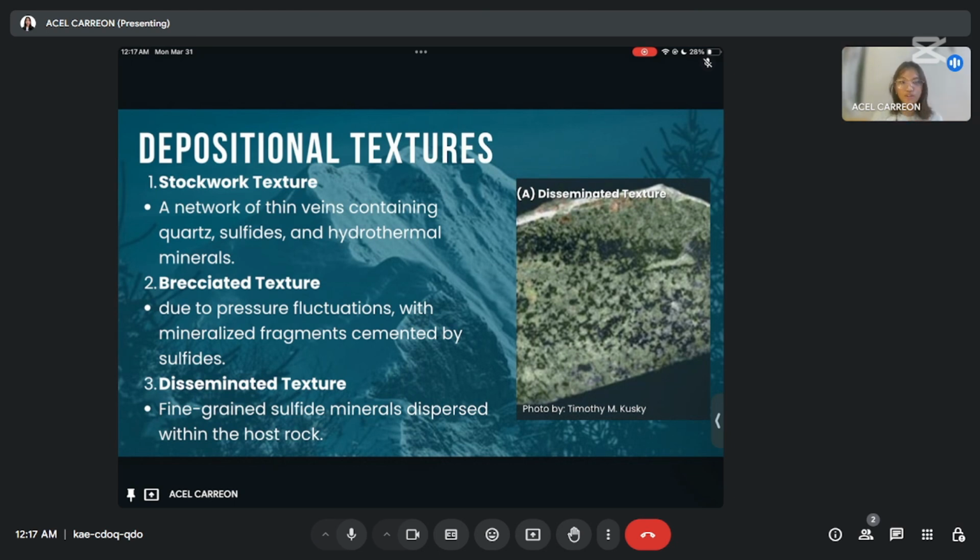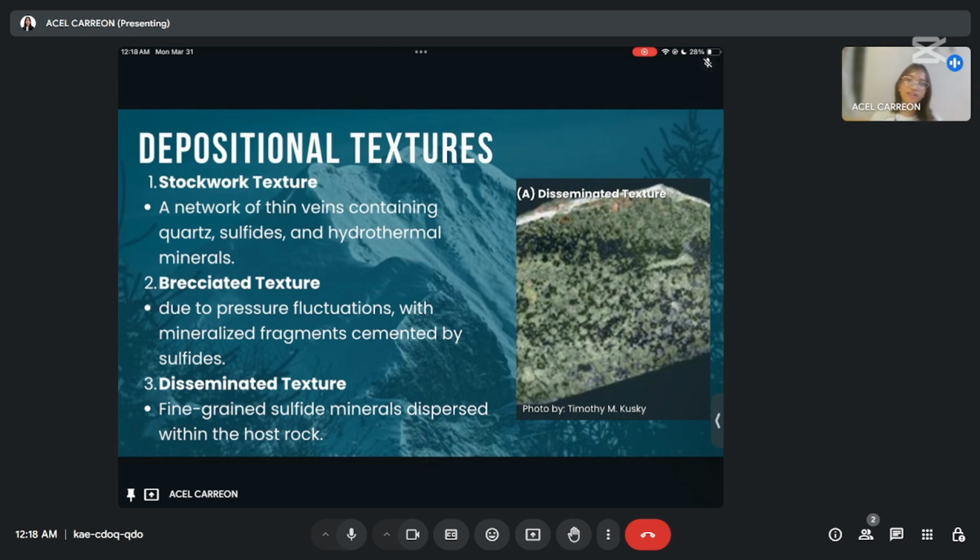The next texture is the brecciated texture. In porphyry deposits, breccias generally occur as steep pipe-like bodies and typically form at the top of an intrusion, hosting high-grade ore bodies. Hydrothermal brecciation happens due to pressure fluctuations, with mineralized fragments cemented by sulfides.